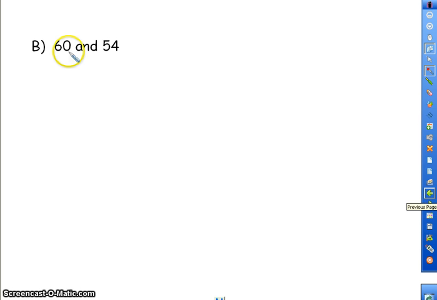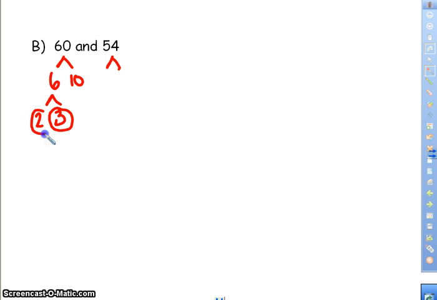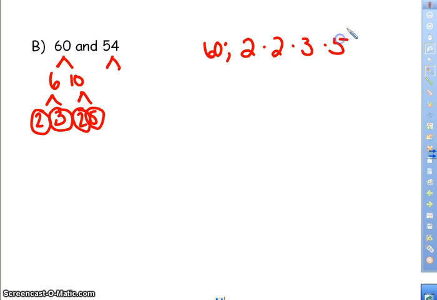Okay, we're going to do the same thing. Once again, I'm going to use my tree diagrams. If you want to use another method, go for it. Okay. Remember to break these down. 6 times 10 is 60. 6 is composite, so I break that down to 2 times 3. For 10, I have 2 times 5, and then these are all my prime numbers. So for 60, I have 2 times 2 times 3 times 5.